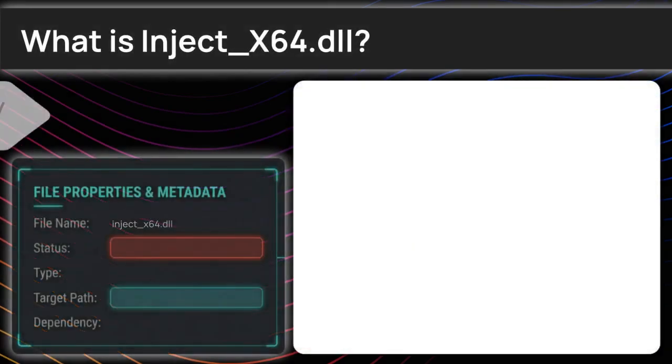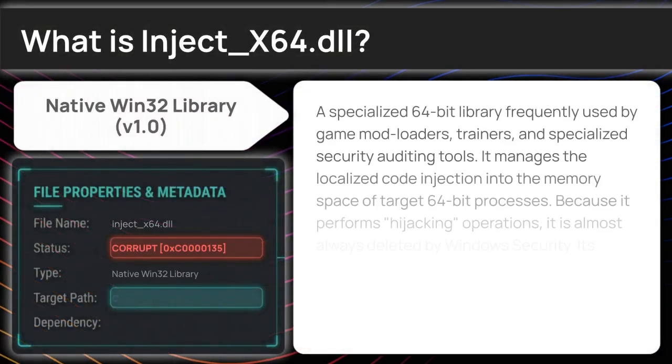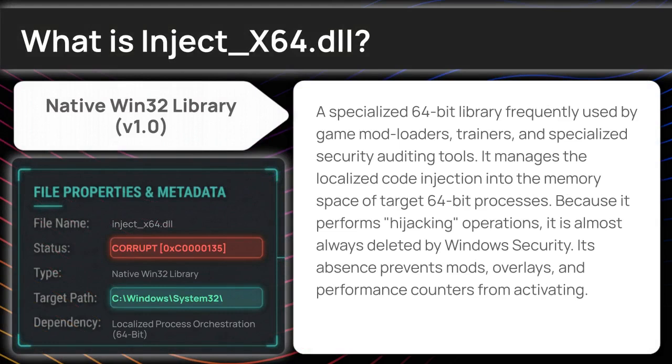This is the Inject64 library, a specialized 64-bit library frequently used by game mod loaders, trainers, and specialized security auditing tools. It manages the localized code injection into the memory space of target 64-bit processors. Because it performs hijacking operations, it is almost always deleted by Windows security. Its absence prevents mods, overlays, and performance counters from activating. Now that we've covered what the file does, let's jump into our first fix.